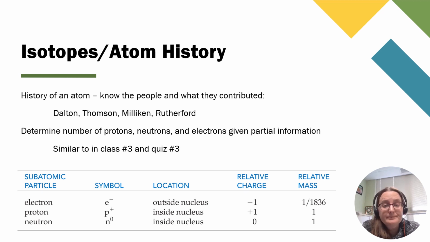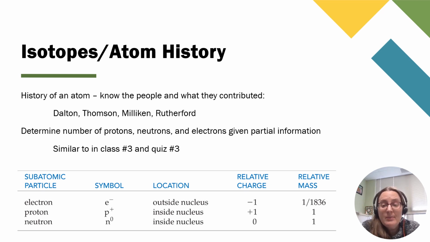and Rutherford. And then the last bit of content-specific information I'm going to provide for this exam is you need to be able to determine the number of protons, neutrons, and electrons given partial information. So course assignment 3, the whole front page of that had proton, neutron, and electron information on it. So make sure that you know how to work through that. The table that I will have you fill out is similar to in class number 3 as well as quiz 3 content that's indicated there.